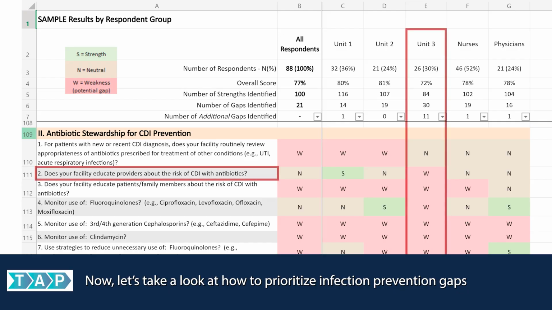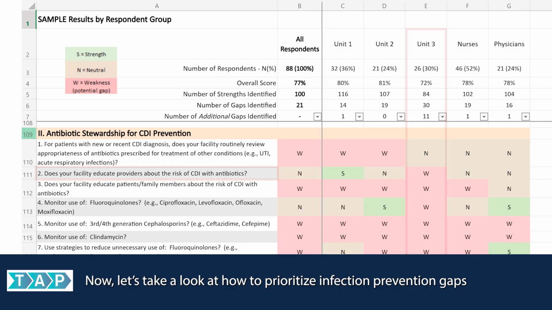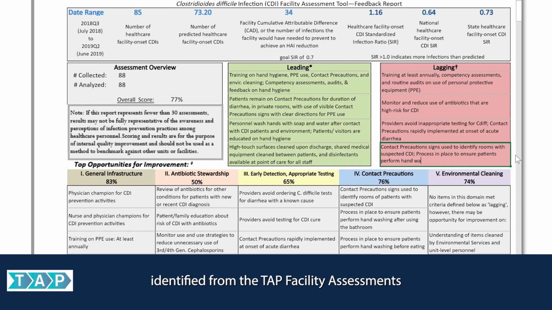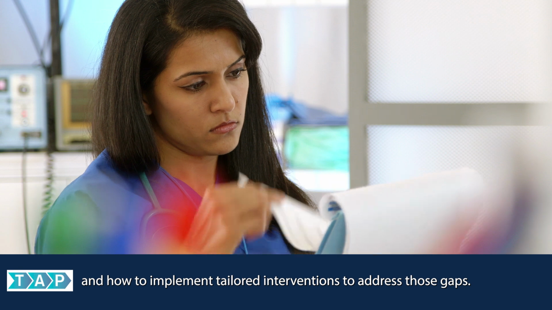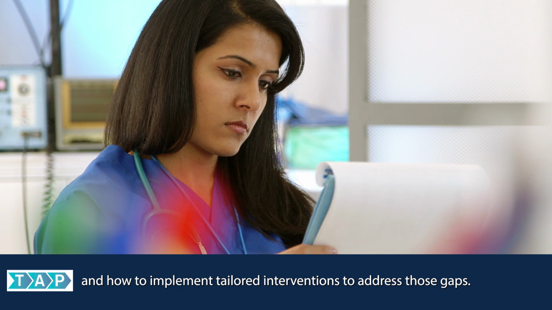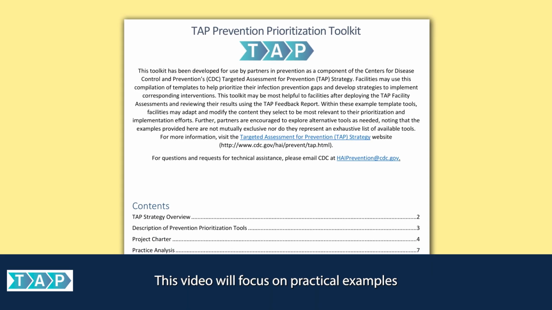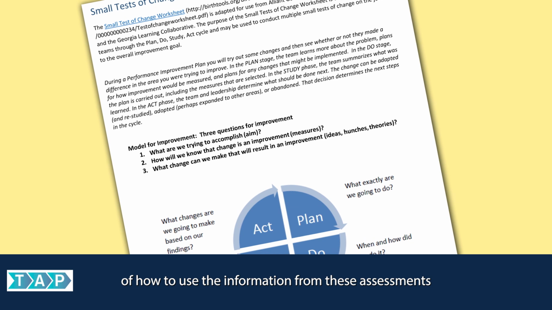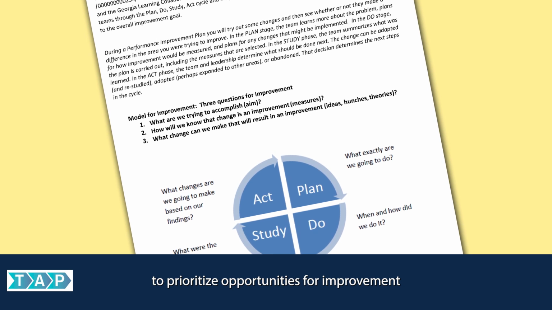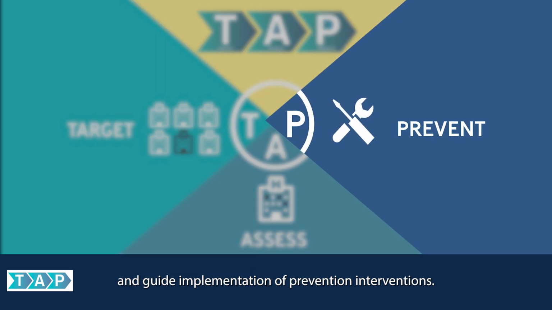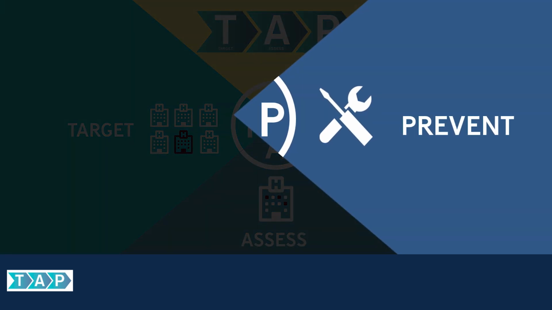Now, let's take a look at how to prioritize infection prevention gaps identified from the TAP facility assessments and how to implement tailored interventions to address those gaps. This video will focus on practical examples of how to use the information from these assessments to prioritize opportunities for improvement and guide implementation of prevention interventions.